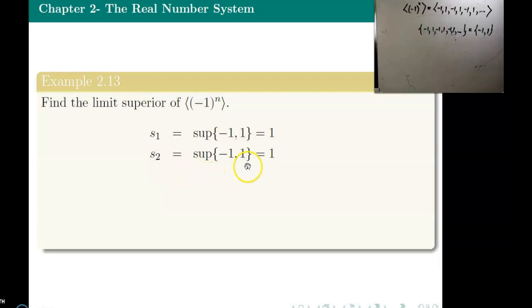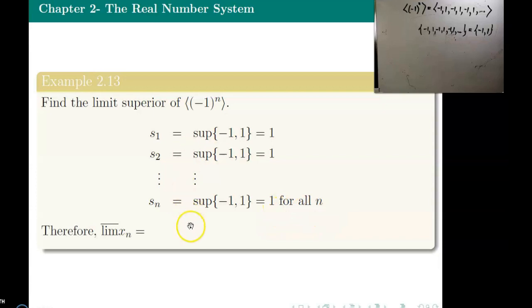Here, the same thing, because 1 is repeated infinitely. There are infinitely many terms of 1. So S sub 1 up to S sub n is 1 for all n, and so on. Therefore, the lim sup of x sub n, the sequence x sub n, is equal to the infimum of s sub n for all n, which is 1. Therefore, the limit superior of the sequence is 1.